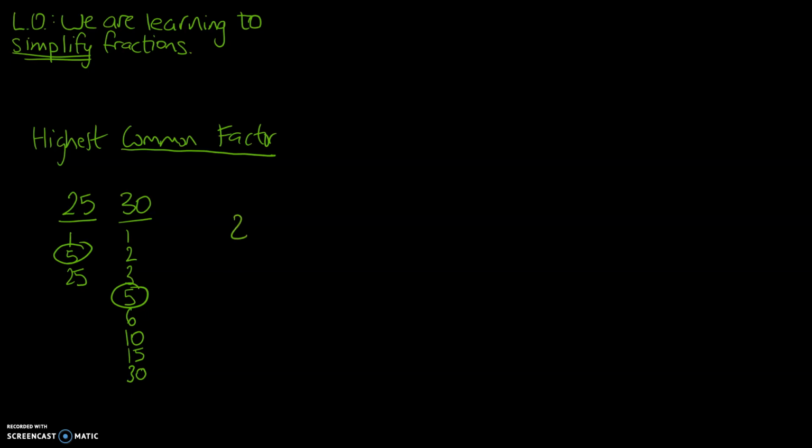If we use those skills on a fraction, so we've got 25 over 30, we know that 5 is the highest common factor. So what we're going to do is divide the top by 5 and divide the bottom by 5. That removes the 5 and makes our fraction simpler. So 25 divided by 5 comes to 5, and 30 divided by 5 comes to 6. And that there would be the simplest version of our fraction.